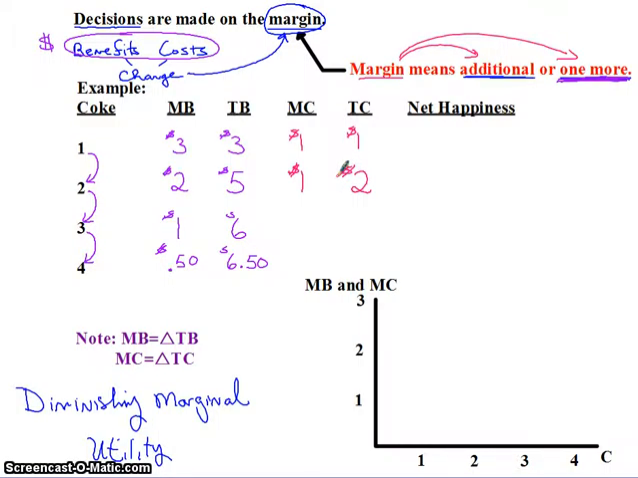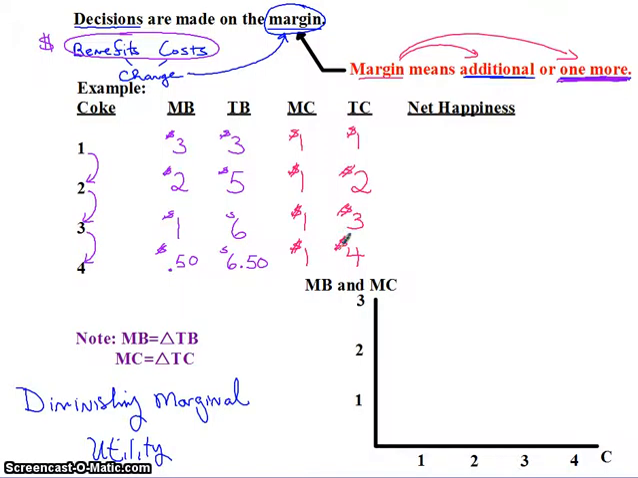How about Coke number 3? If they want to buy a third Coke, same thing. The marginal cost for just the third Coke by itself, $1. Total cost, $3. And then finally, Coke number 4, same concept. Marginal cost of the fourth Coke, $1. Total cost would then be $4.